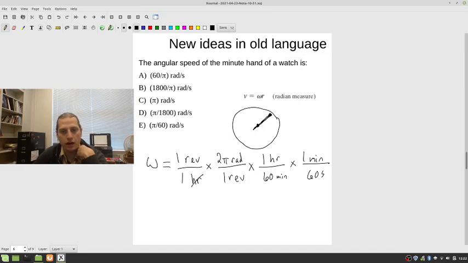Okay, so there your hours cancel out, your revs cancel out, your minutes cancel out, and you end up with radians per second. And if I cancel out a 2 there, I can make this into a 30. 30 times 60 is 1800, so my omega would be pi over 1800 radians per second.